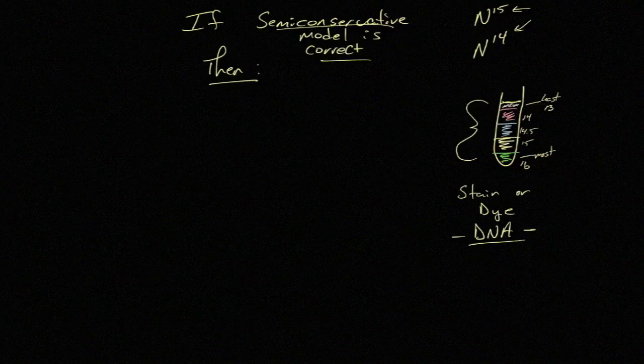So knowing all that information, if the semi-conservative model is correct, right? If it's correct, then we should be able to predict some things, right? So here's our predictions. There's that idea of prediction again. What is our prediction of what's going to happen, right?